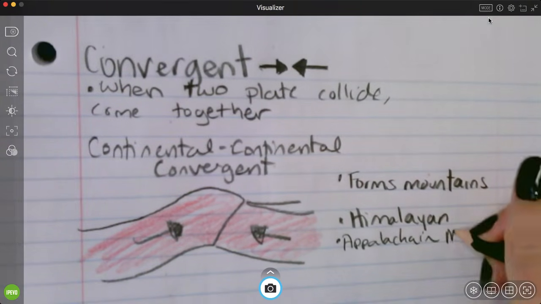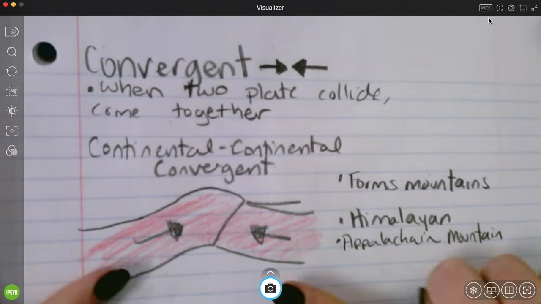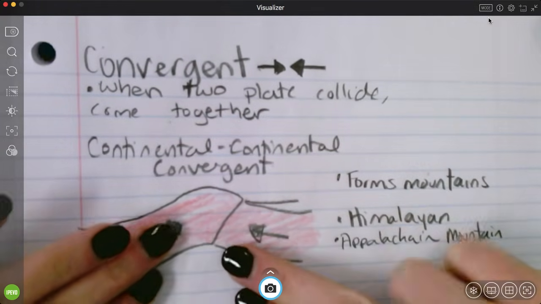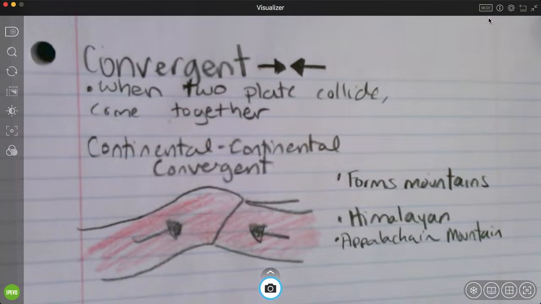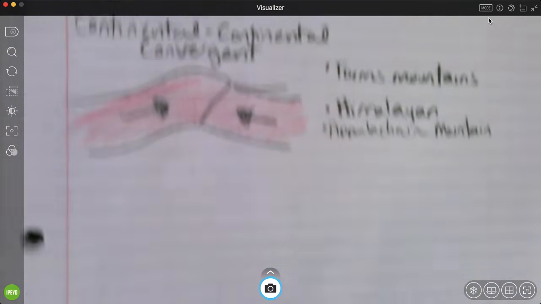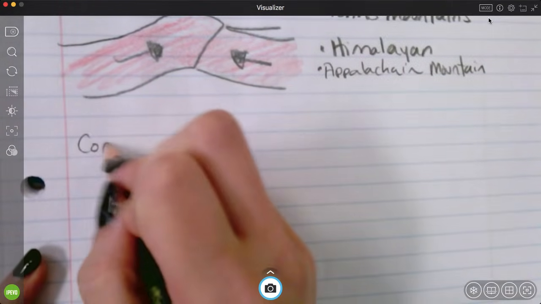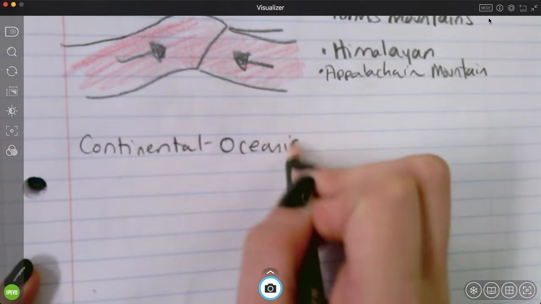But the Appalachian Mountains to our west were formed millions and millions of years ago when two continental plates started to collide with one another, and what happened is they get stuck and eventually they just break and they move upward. All right. Over time, the Appalachian Mountains have worn down, which is why they're not as tall as the Himalayas, just because of their age. All right. Our next one, that's continental convergent. Our next one we're going to look at is continental oceanic convergent.